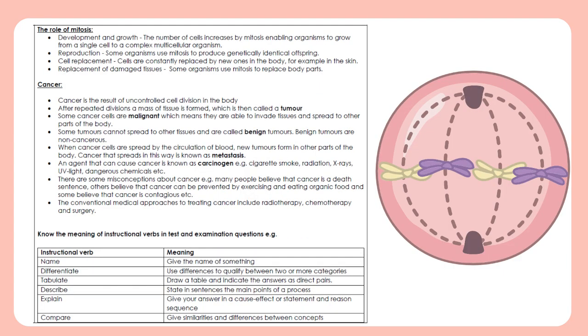The role of mitosis. Development and growth. The number of cells increases by mitosis, enabling organisms to grow from a single cell to a complex multicellular organism. Reproduction. Some organisms use mitosis to produce genetically identical offspring.